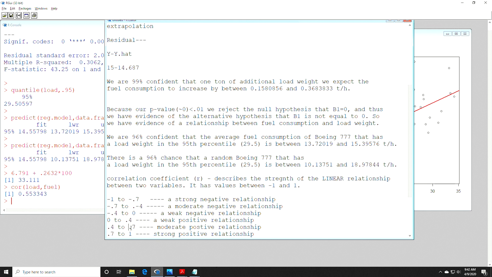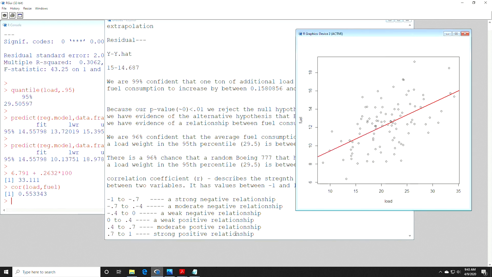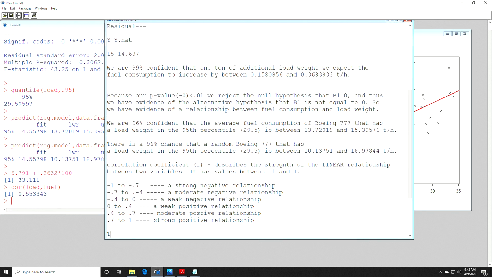If the slope was negative, that would be a negative correlation. Okay? But in this case I would interpret that as a moderate, positive, linear relationship. Never leave out that word linear. Okay? That is a very, very key word. So pretty much as I was just saying, there appears to be a moderate positive linear relationship between fuel consumption and load weight.